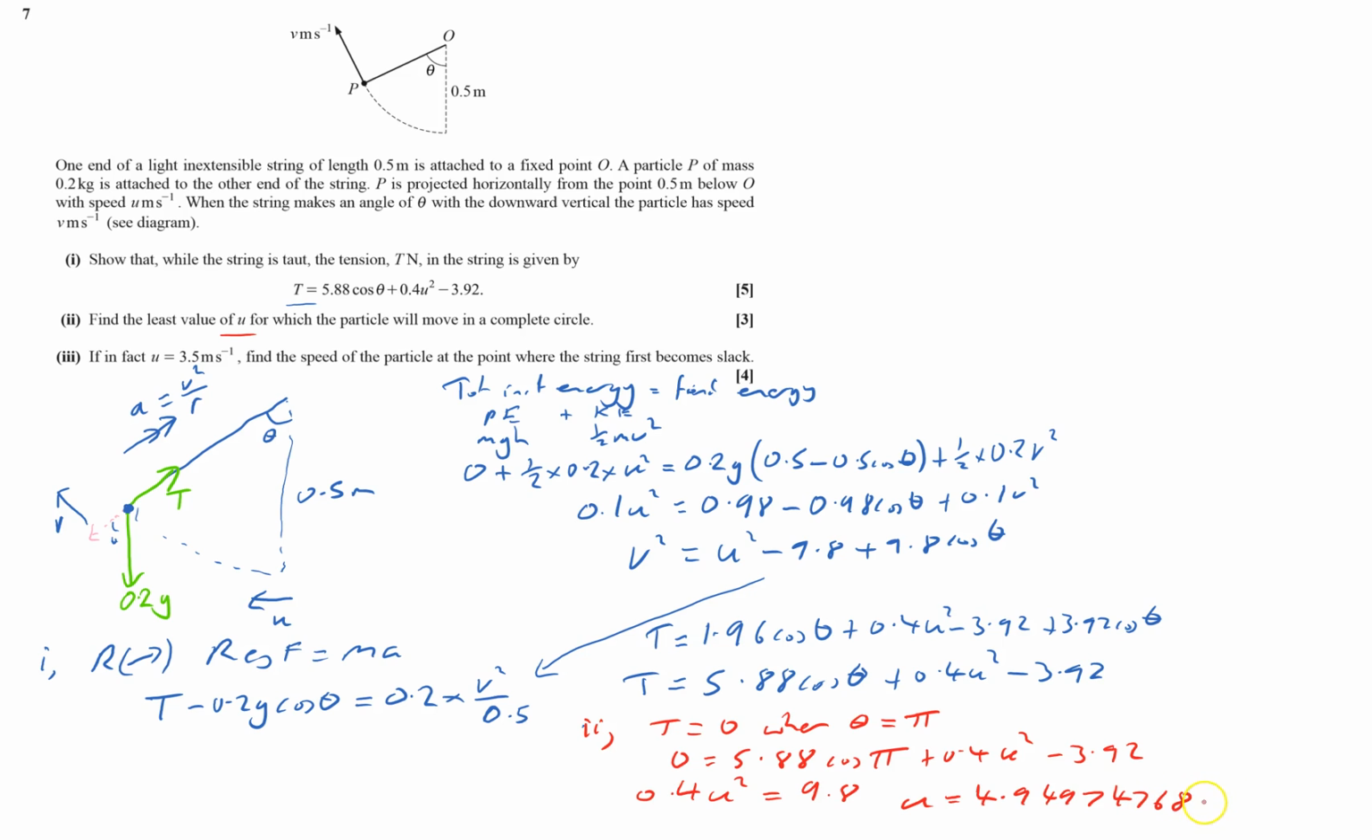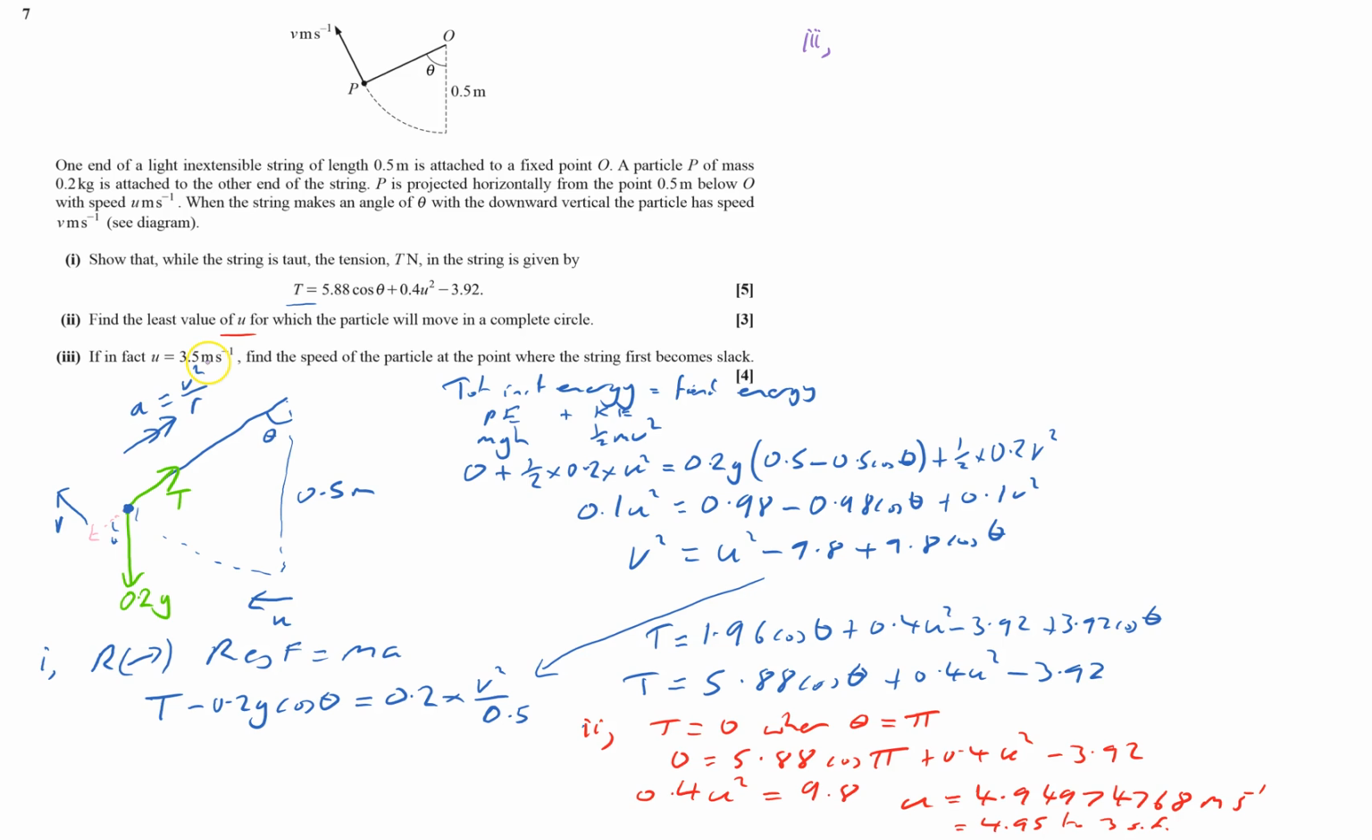and so u equals the square root of 24.5, which is 4.9497478 or something like that meters per second. Obviously we put down, I'll do it anyhow, 4.95 to 3 significant figures. Good.